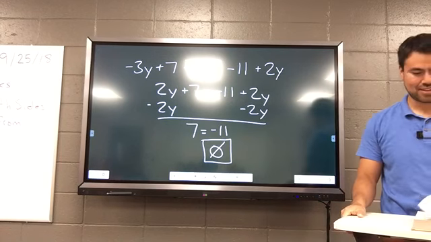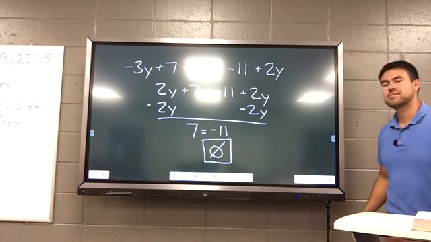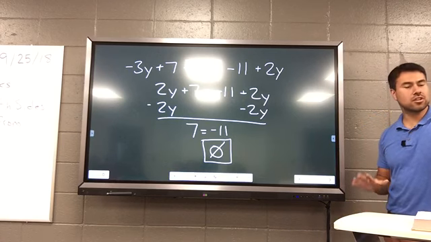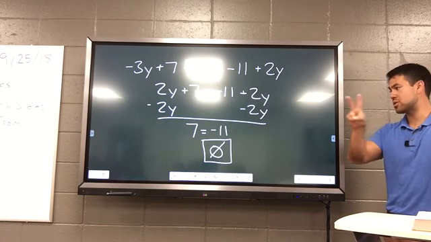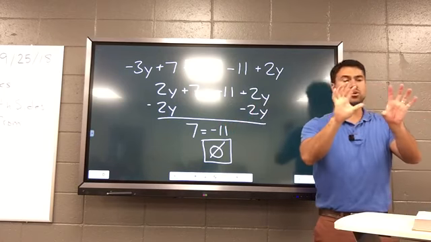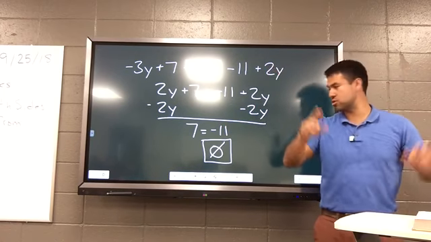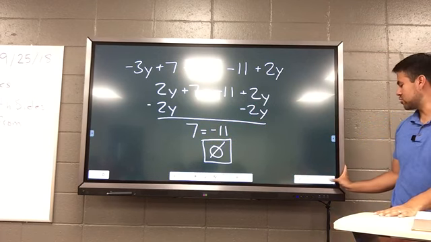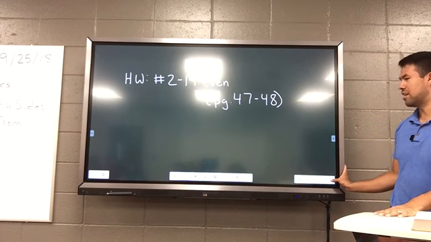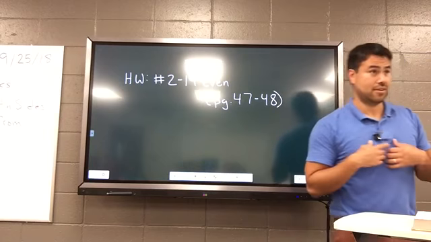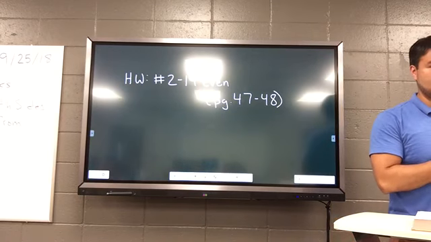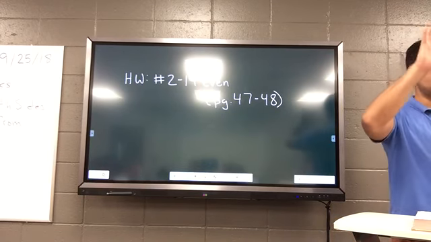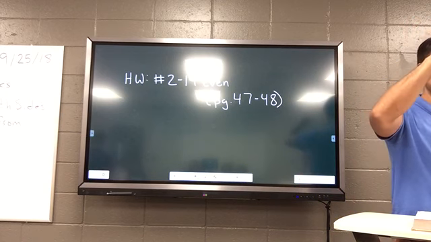Do you guys get that there are 2 exceptions? If you eliminate the variable and it's a true equation, all numbers are a solution. If you get a false equation, no numbers are part of that solution. So if it's a number equals another number, and that's true.